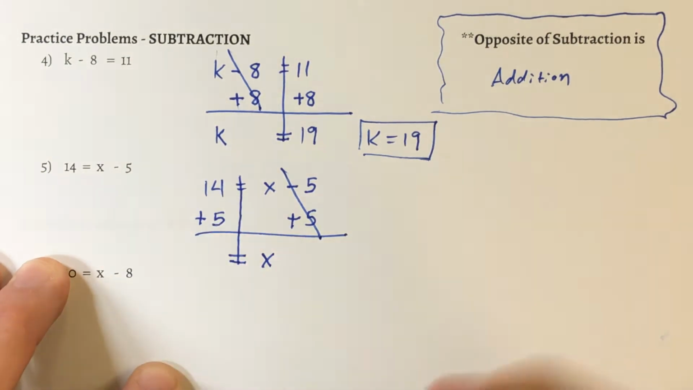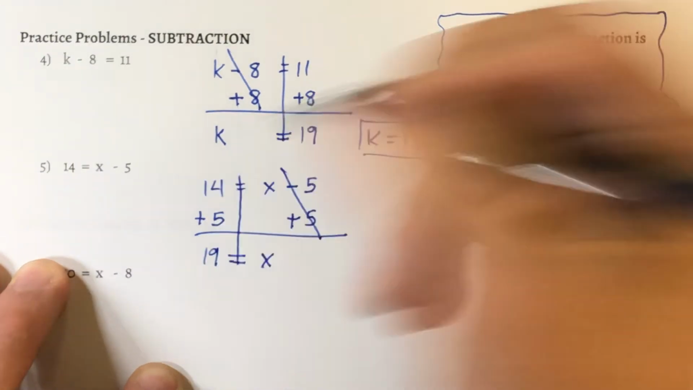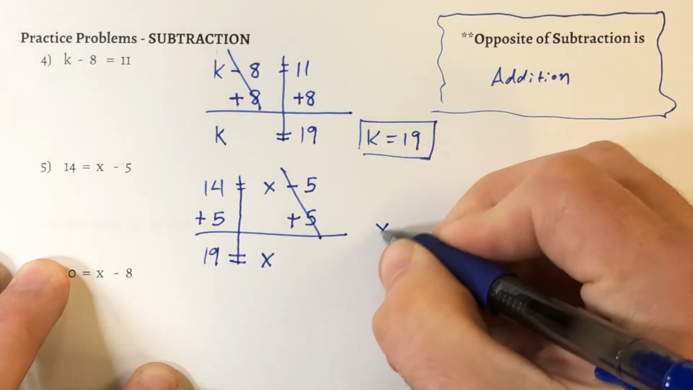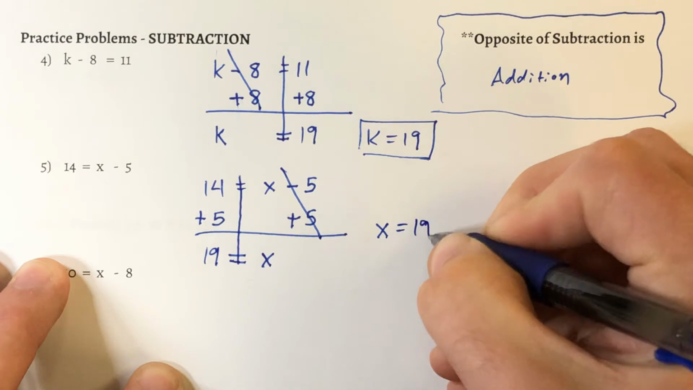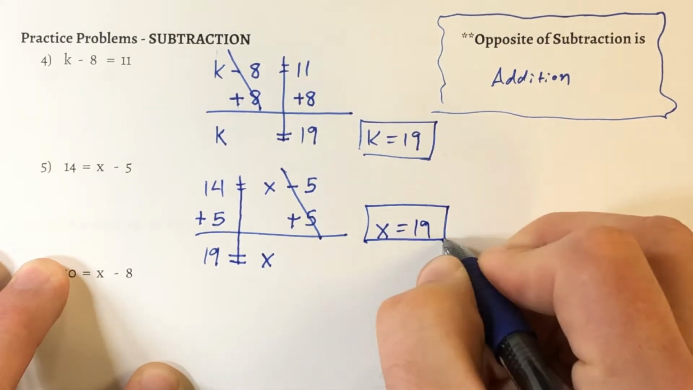14 plus 5, 19. So we're saying 19 minus 5 is 14. And yes, it is. So x equals 19. That is our solution.